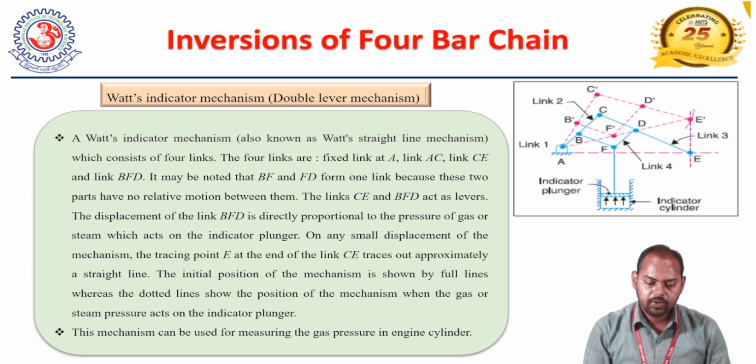On any small displacement of the mechanism, the tracing point E at the end of the link CE traces out approximately a straight line motion. The initial position of the mechanism is shown by full lines, whereas the dotted lines show the position of the mechanism when the gas or steam pressure acts on the indicator plunger. So where are we going to utilize this type of mechanism? This mechanism can be used for measuring the gas pressure in engine cylinders.